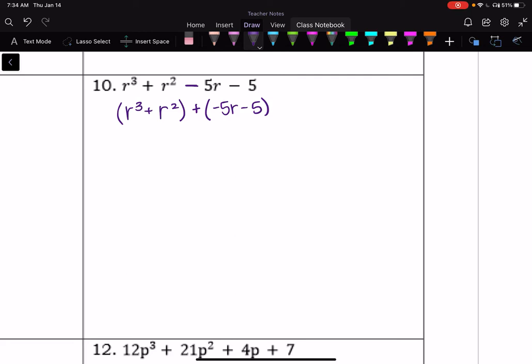The GCF of my first group is r squared, which leaves me with r plus 1. And remember, taking the GCF of the second group, since my leading term is negative, I'm going to take a negative GCF. So I'm going to pull out a negative 5, and that leaves me with r minus 1. My final answer is r plus 1 and r squared minus 5.